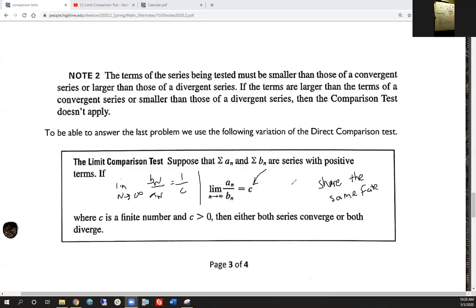Many of you in Calculus 3 dealt with the ratio test with power series. This is not the ratio test. This is a different test. This is the limit comparison test. Super powerful. Let me show you a movie which I hope will help you understand what's going on a little bit here.